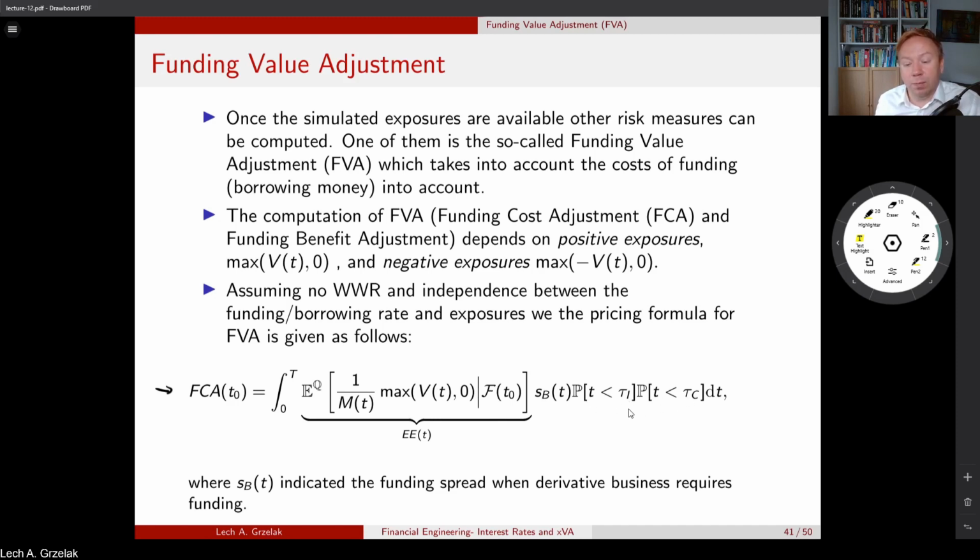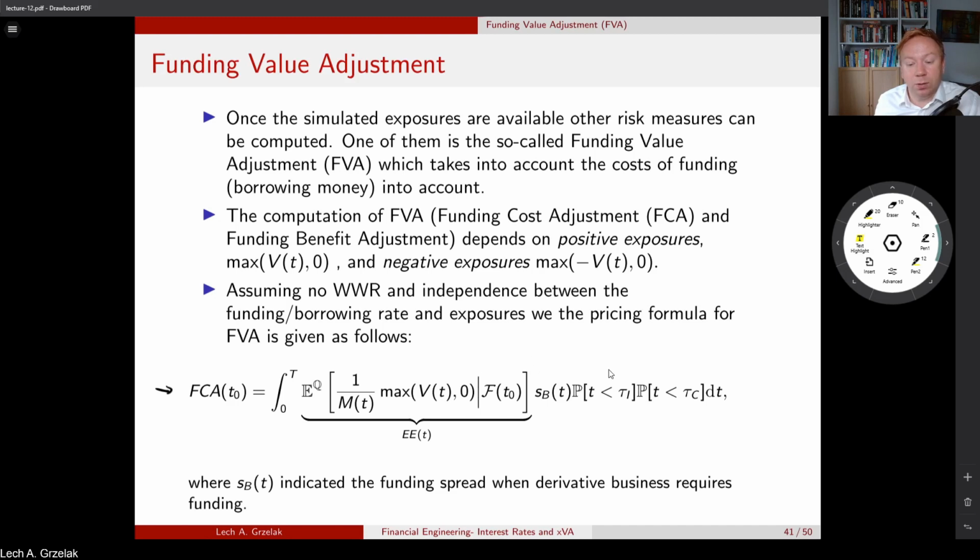Another two parts. Here we have a probability of default. The default will happen after time t for the institution and also for the counterparty after time t. So this is the probability part that we have also seen in CVA and DVA. You see there are some assumptions here: the exposure is independent of the funding spread, and also independent of the probabilities of default.